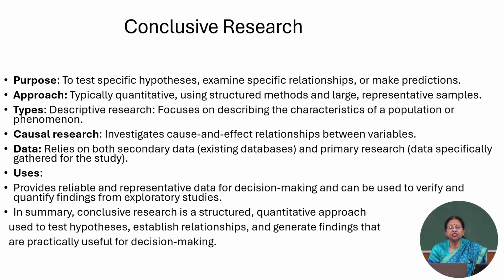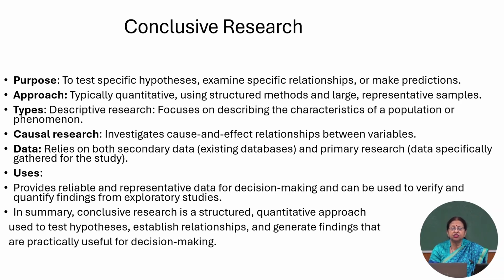So, conclusive research has a purpose, approach, types, causal research, data, and uses. The purpose is to test specified hypotheses, examine specific relationships, or make predictions. The approach is typically quantitative, usually structured methods and large representative samples. The types are: descriptive research focuses on describing the characteristics of a population or phenomena. Causal research investigates cause and effect relationships between variables. Data relies on both secondary data, that is existing databases, and primary research data specifically gathered for the study.